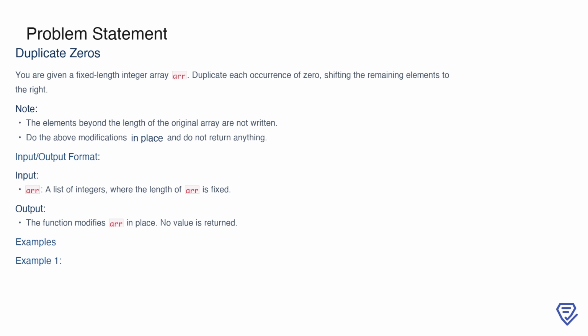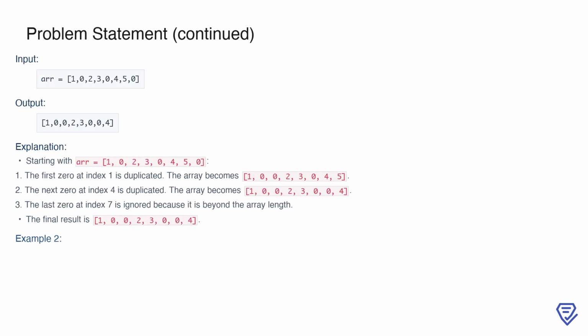Additionally, the modifications must be done in place, meaning we don't create a new array or return anything. This means our solution needs to directly manipulate the input array. Let's look at an example to understand this better.